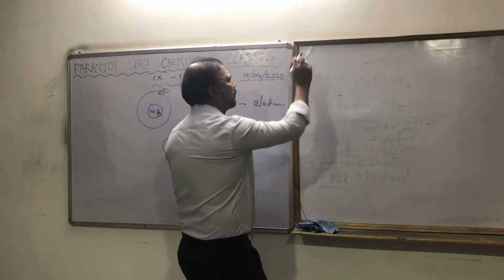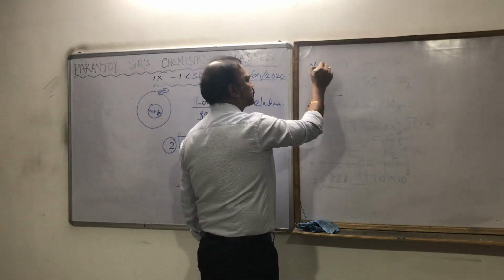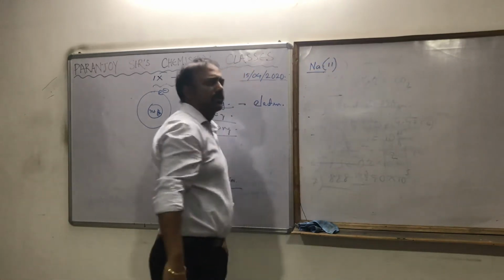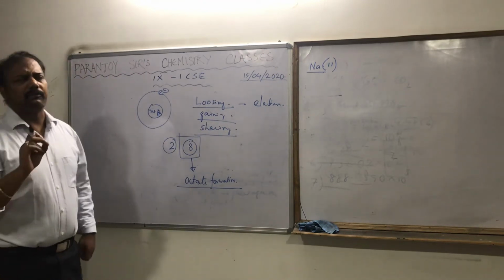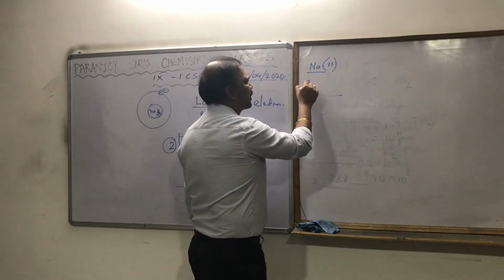Let's take an example. Suppose we talk about sodium, which has 11 electrons. I know you know a little bit of electronic configuration and the basics of it. In the first shell there are 2 electrons.